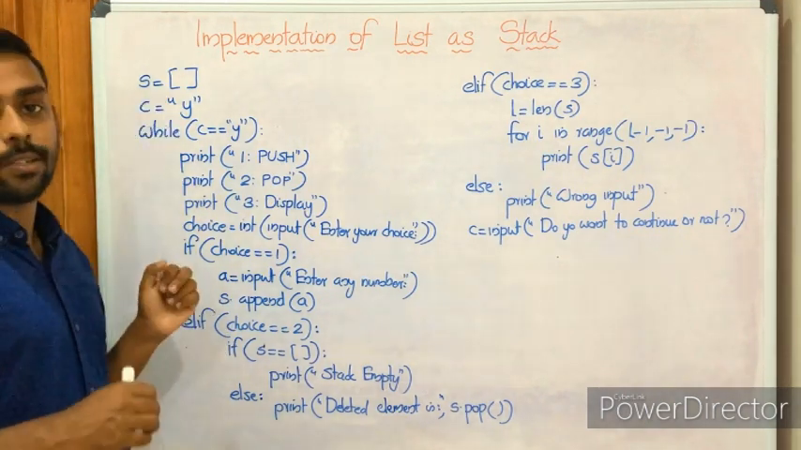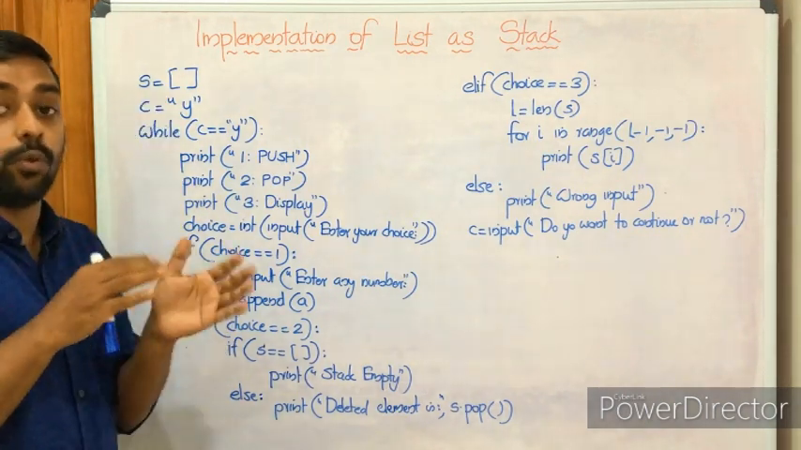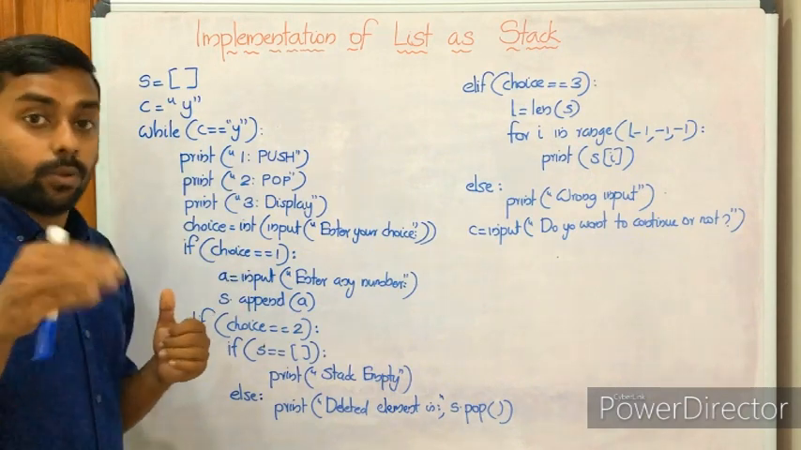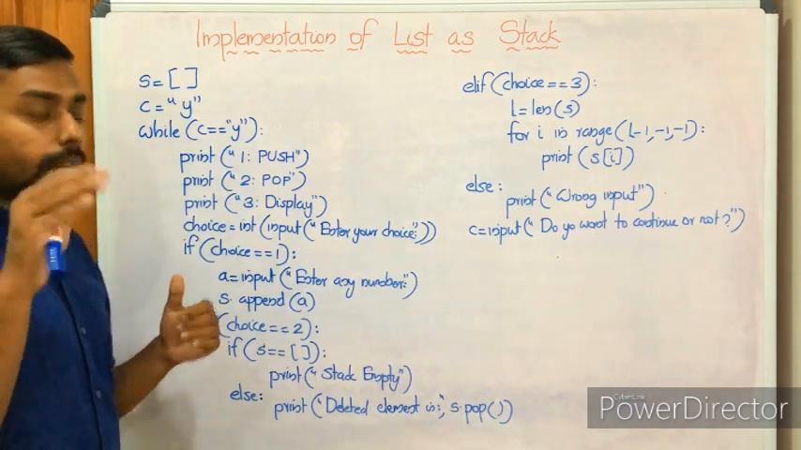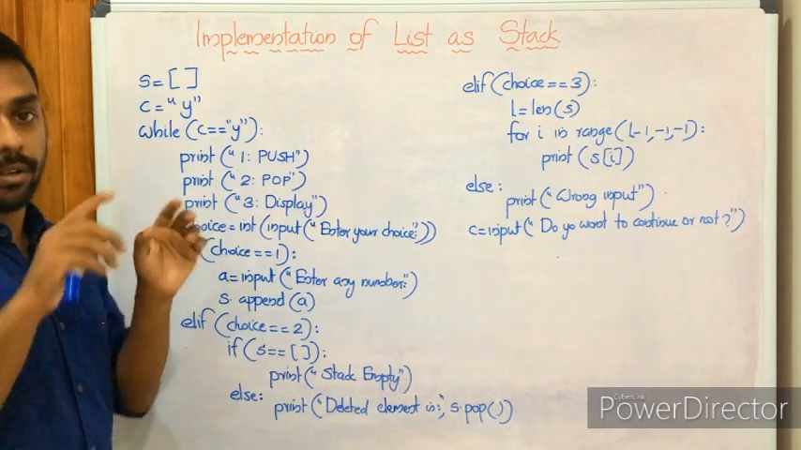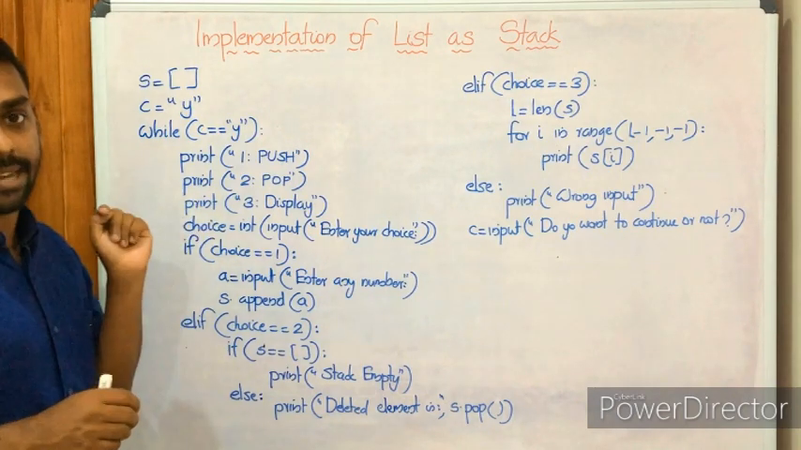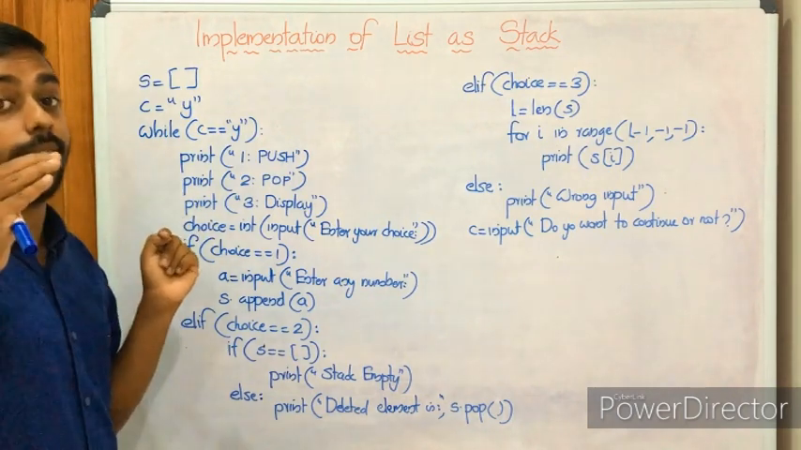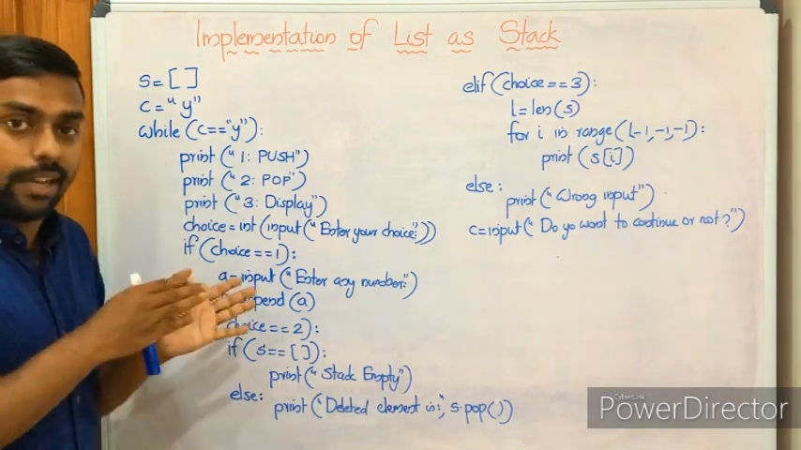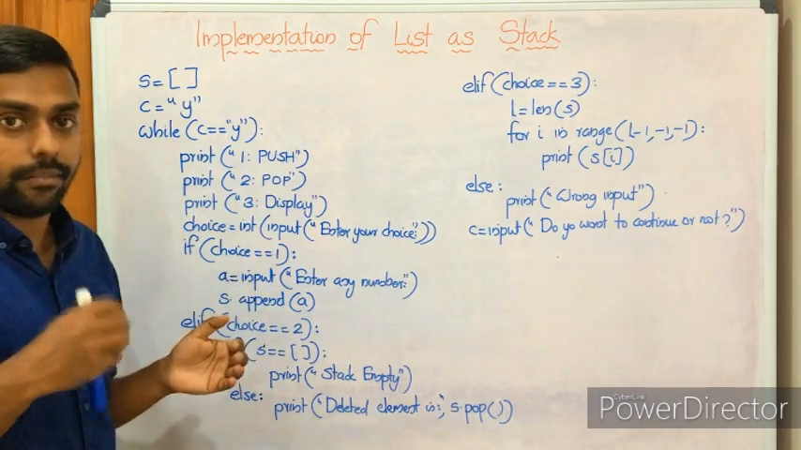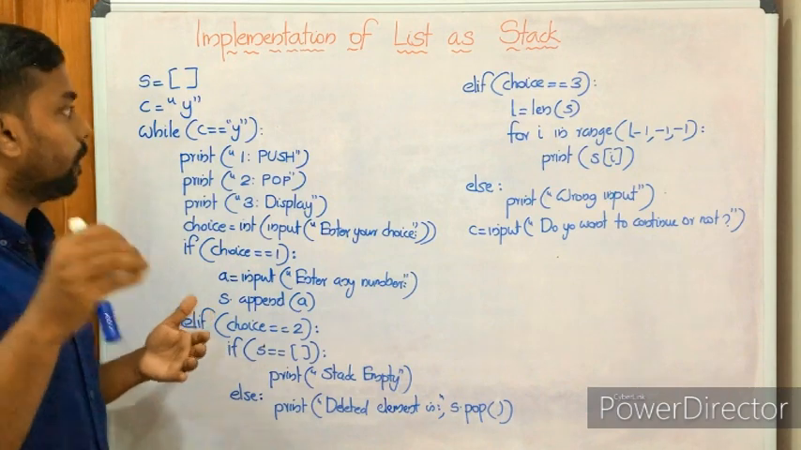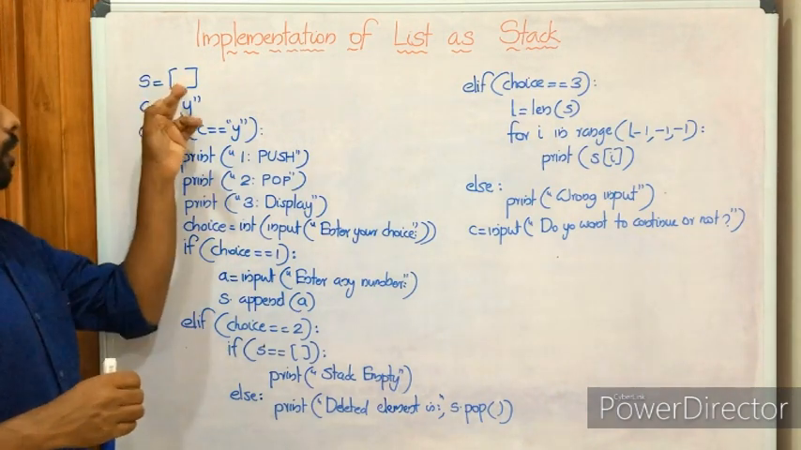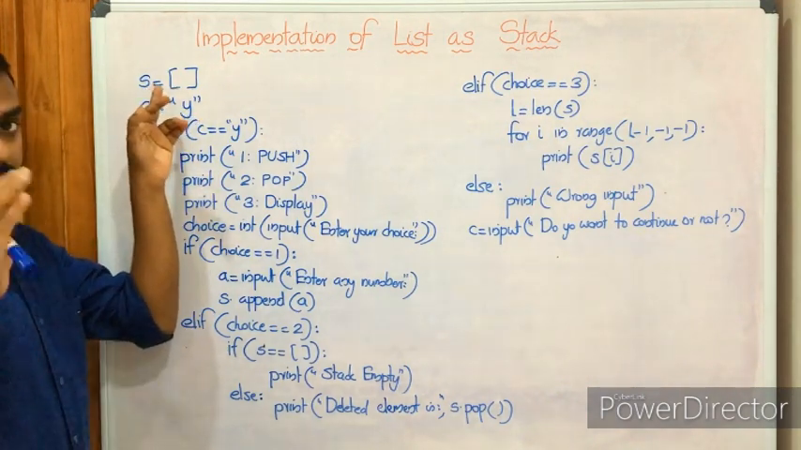S equal to square brackets, we know what it is. We have two ways to create a stack. One is using the list function, and as well as S equal to square brackets. Okay, we know it is an empty stack, or it is an empty list. Actually it is a list, we are making it a stack just by the operations. Then S equal to, here S is our stack, an empty stack.